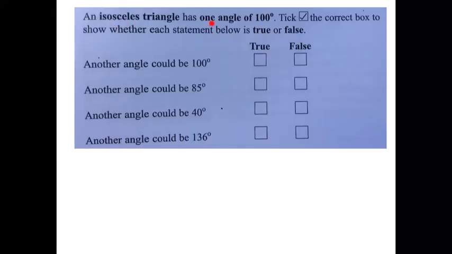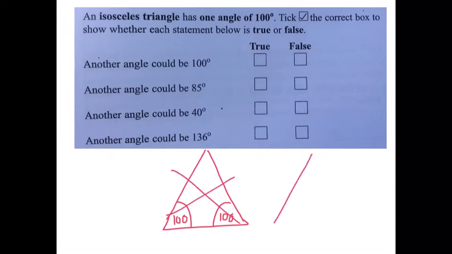An isosceles triangle has one angle of 100 degrees. Tick the correct box to show whether each statement is true or false. Okay, well if we think of the isosceles, an isosceles triangle has 2 angles of the same size. If I say that this angle is 100 degrees and this one must be 100, that can't work because already we're above 180. So that's not going to be feasible. If I have another isosceles triangle, my top angle is 100. These bottom 2 angles must be the same size, so they must be 40 and 40.